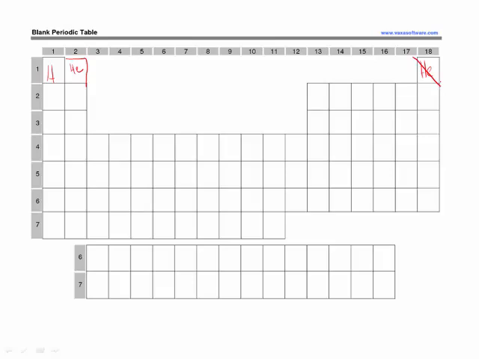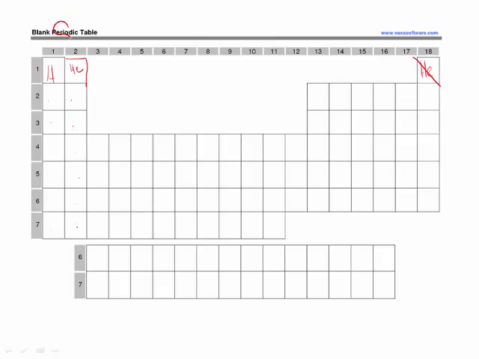Now, we know that the s orbital can hold 2 electrons, correct? Notice how these 2 columns here only have 2 boxes. So right here I have 2 boxes going all the way down in these 2 columns.